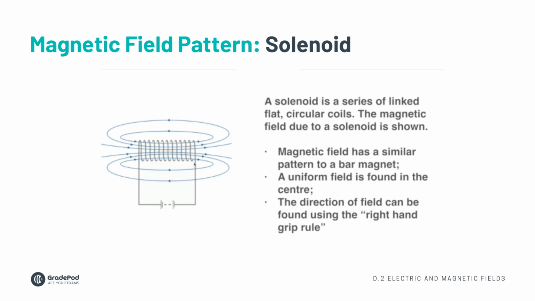And what we find inside the centre of the solenoid is a uniform-ish, as uniform as possible, magnetic field. So the lines are straight and they're equally distanced apart. We can find out the direction of the solenoid's field by using the right-hand grip rule.